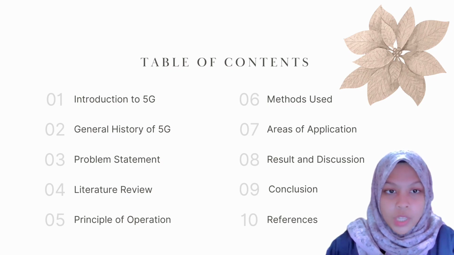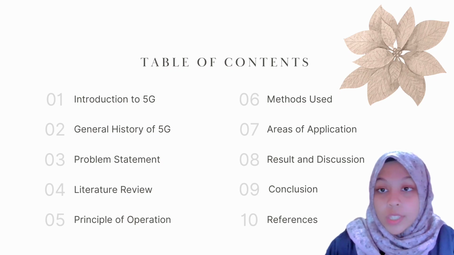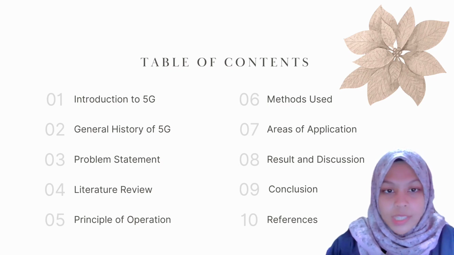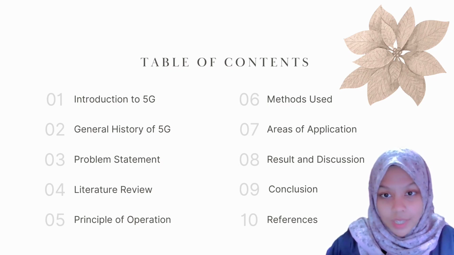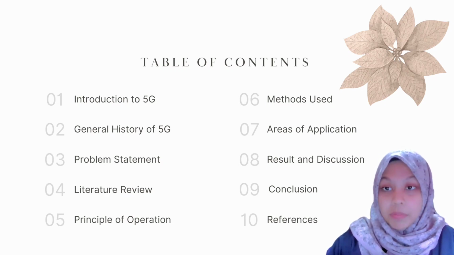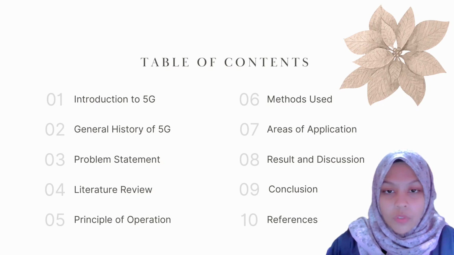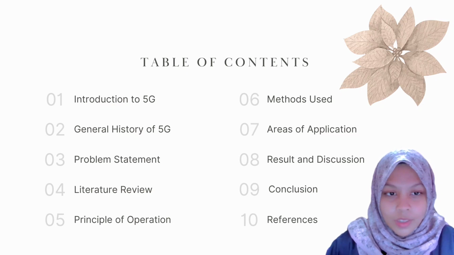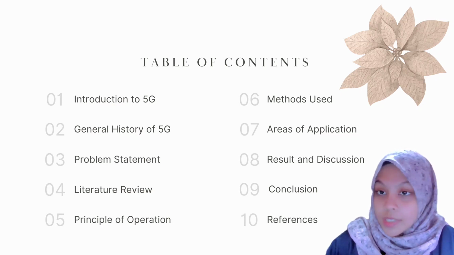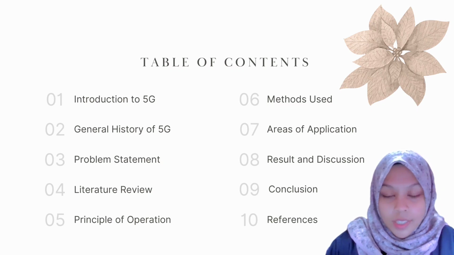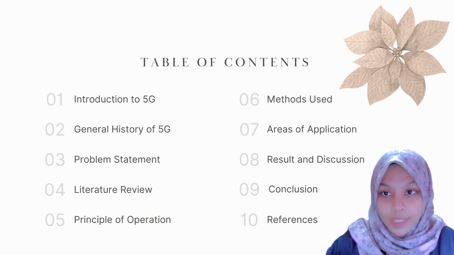First and foremost, we will introduce you to 5G wireless communication. Next, we're going to know the general history of 5G communication. Next, the problem statement and also the literature review of it. The principal operation will be explained by Shahrin, while the method used will be presented by Ibrahim. Next, the areas of application, where we will know what is ITU-R. We will also know the result and discussion of the research. And lastly, the conclusion and also the references.